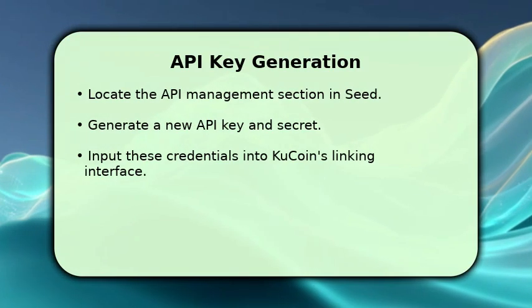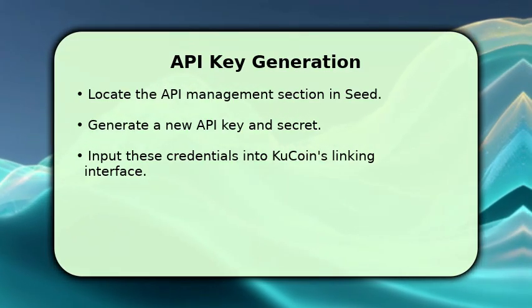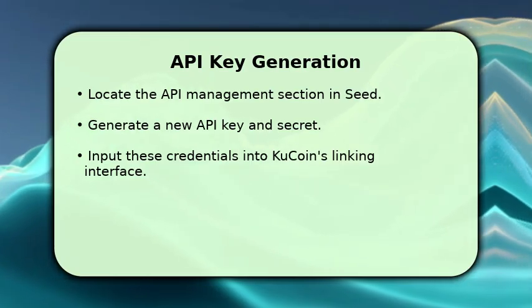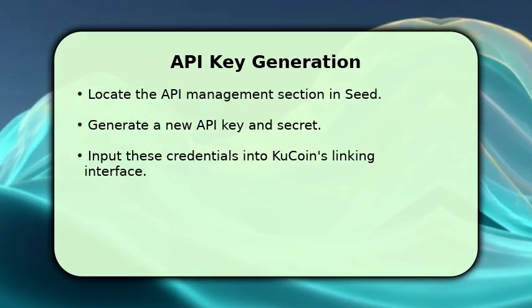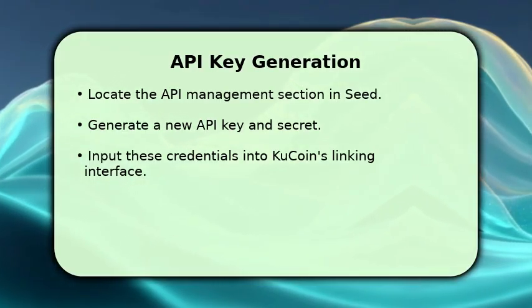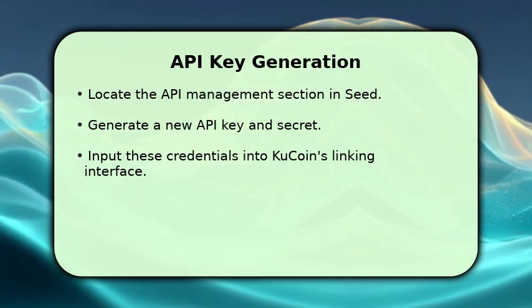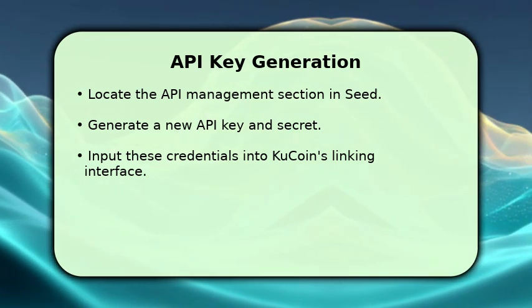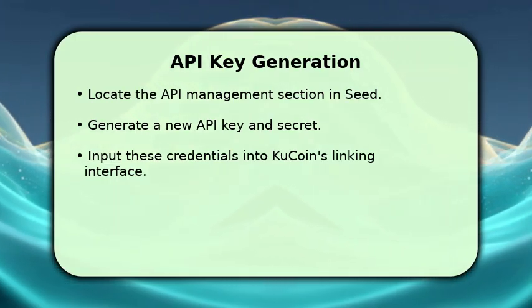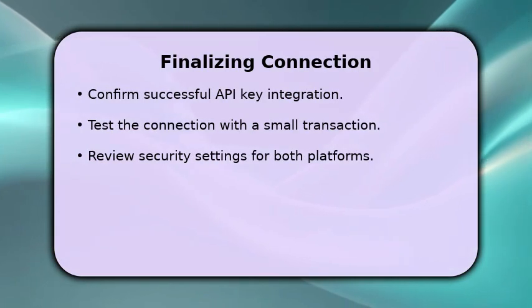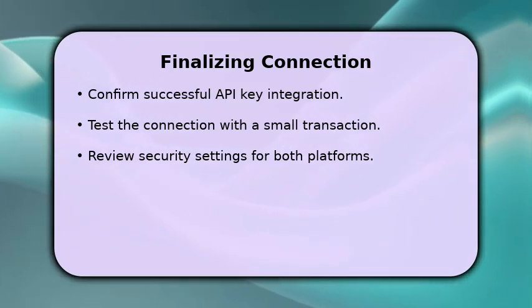Now, navigate to the API management section within your Seed account. You'll need to generate a new API key and its corresponding secret. These are unique identifiers that allow KuCoin to securely communicate with Seed. Carefully copy both the key and the secret, then paste them into the designated API linking interface on the KuCoin platform. After inputting your API credentials, confirm that the integration was successful on KuCoin.